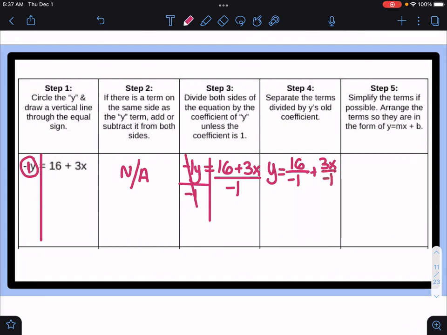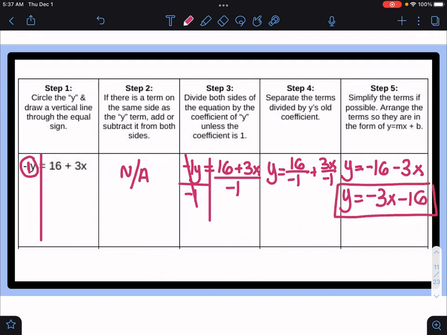And in step 5, simplify the terms if possible. Arrange the terms so they are in the form y equals mx plus b. So I'll get y equals 16 divided by negative 1 is negative 16. And then 3 divided by negative 1 is negative 3x. And last step, arrange the terms so they are in the form y equals mx plus b. So I'm just going to have to put this negative 3x first, minus 16. And that would be our final step. So negative 3x would be our m, and negative 16 would be our b. M is our slope, b is our y-intercept.